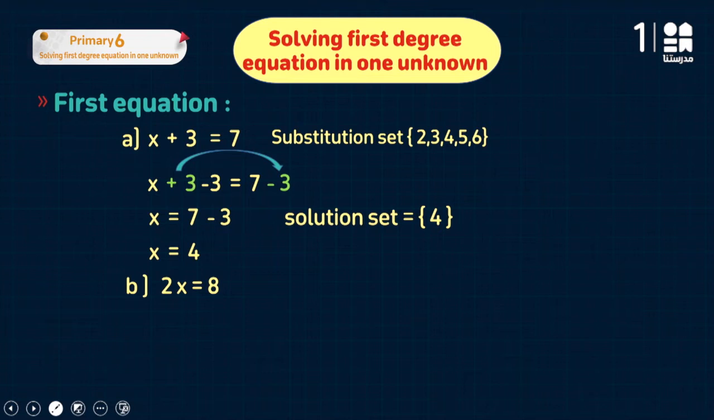How can I find the x alone? I am going to divide by 2, so I will make 2x divided by 2. And don't forget to do the same step on the second side, so it will be 8 divided by 2, which is 4. So 2x divided by 2 will be x, and 8 divided by 2 gives you 4. So x is supposed to give you 4.